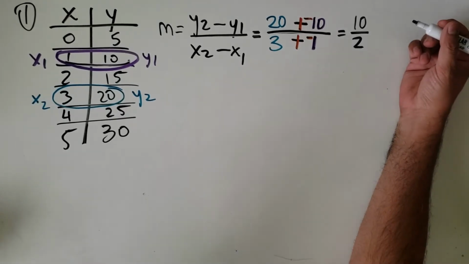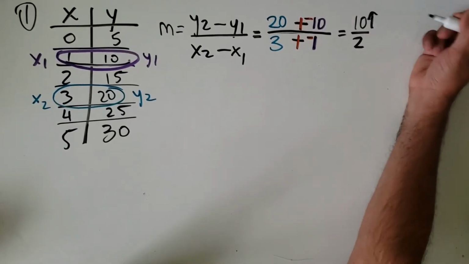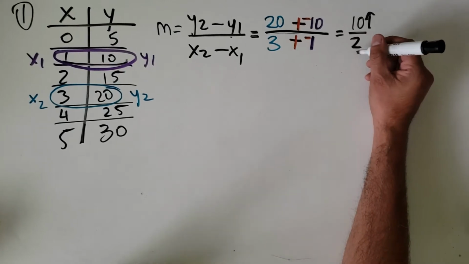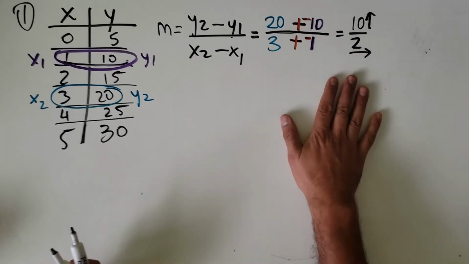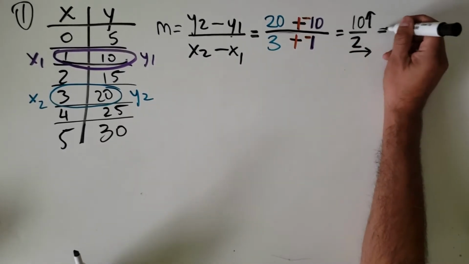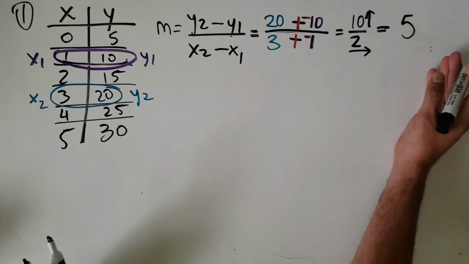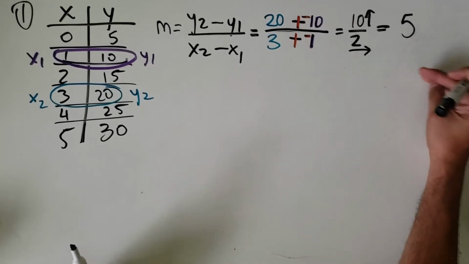And remember, your numerator is your vertical change. And since it's a positive number, it is telling me to go 10 up. My denominator is a positive 2, so that tells me to go to the right, okay? But I can simplify this, and if I simplify this, I can divide. 10 divided by 2 is 5, so 5 is my slope, okay? So 5 is the slope.